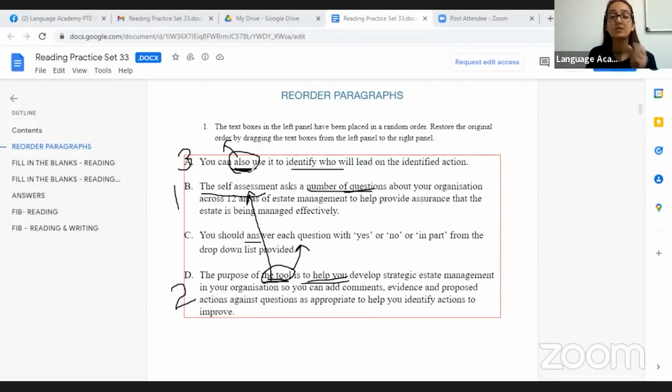So what is the first use is what you should ask yourself. The first use, obviously, it is helping us means we are using it. So the purpose of the tool is to help you means one, we can use it to develop strategic estate management. Second, we can also use it to identify who will lead on the identification section. And once we have completed talking about the tool, we have explained everything about the tool, then you switch over to you should answer each question with yes or no or in part from the drop-down list provided. So please look at which sentences talk about the same topic. The majority of the sentences are talking about what, and then move on to the new topic.